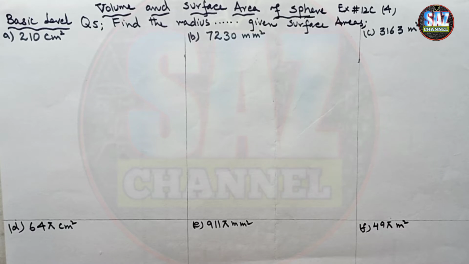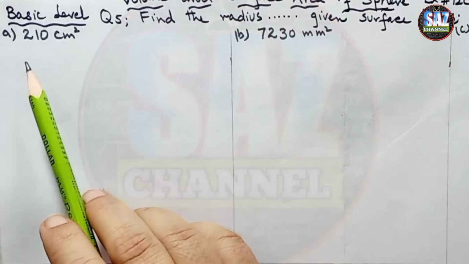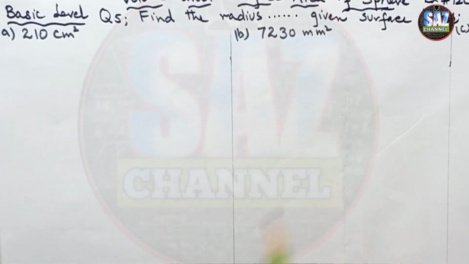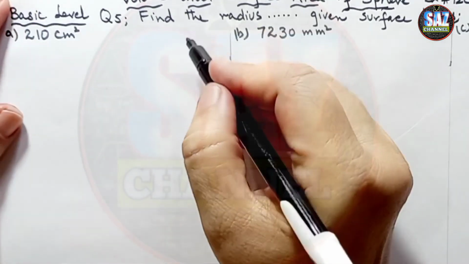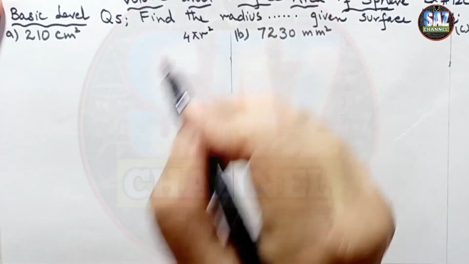Let's move to question number 5, basic level, and let me read the question from the book. Question 5 says, find the radius of each of the following spheres with the given surface area. It means these values which are given to us are the surface areas of different spheres, and with the help of these values we have to find the radius. So recall the formula for the surface area of sphere, that is 4 pi r square. If the formula is clear, then the questions will really be easy for you.